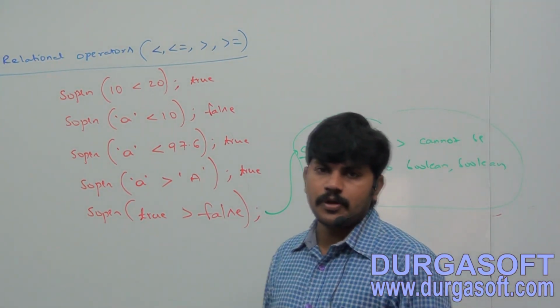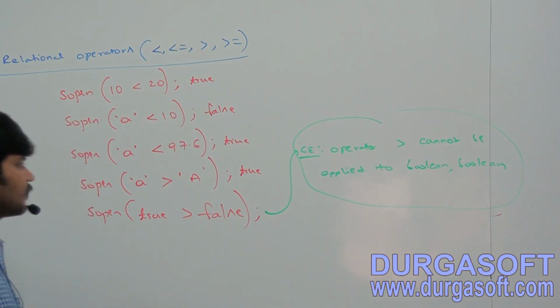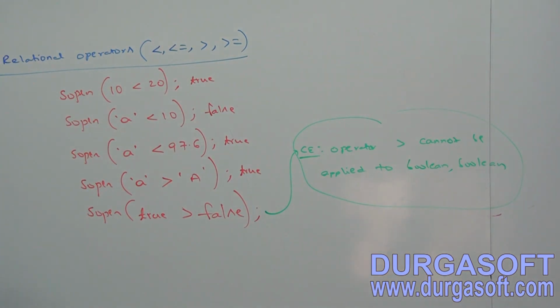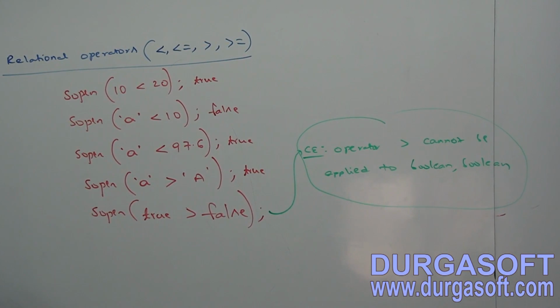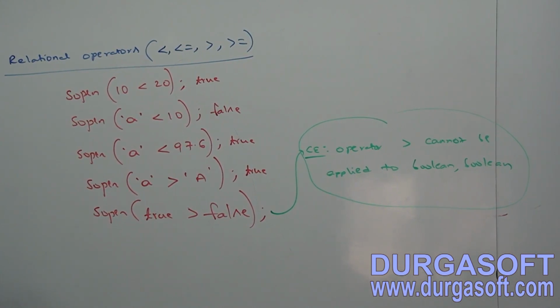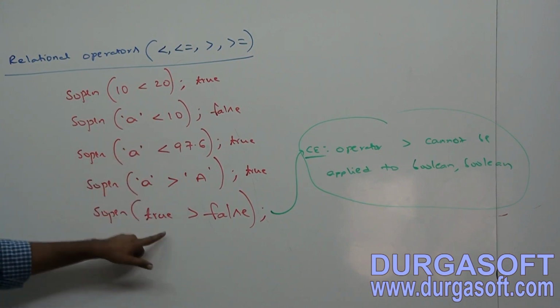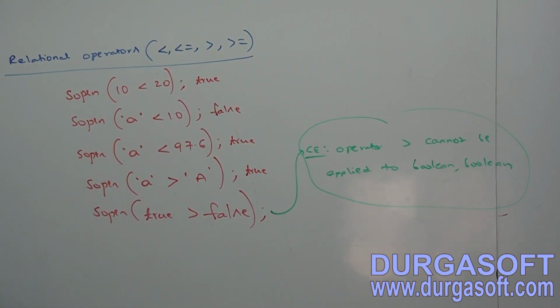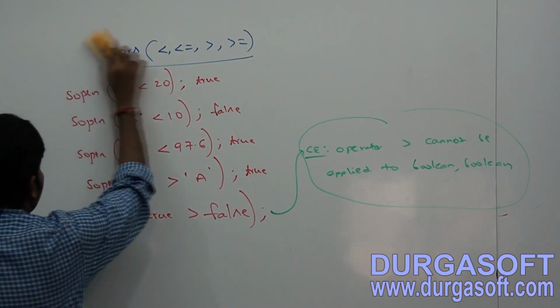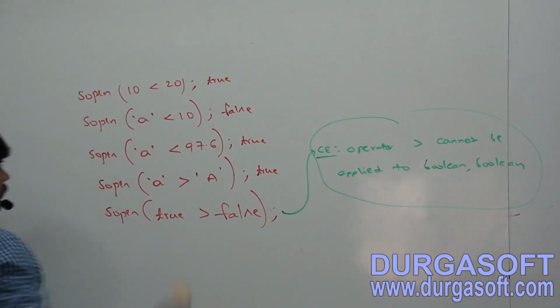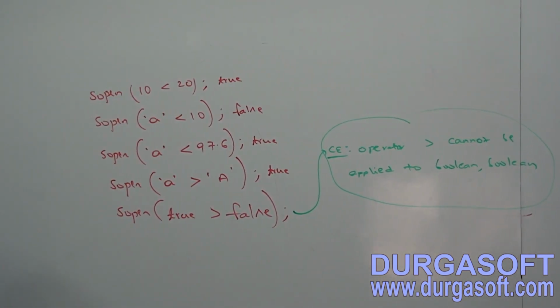So make sure you people have clarity, right? There is a compile time error also: operator greater than cannot be applied to boolean comma boolean. We can apply relational operators for every primitive type except boolean. For the boolean type it is not possible. Okay, this is the first conclusion.